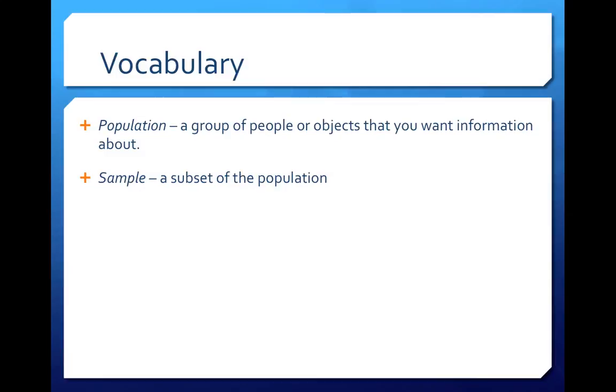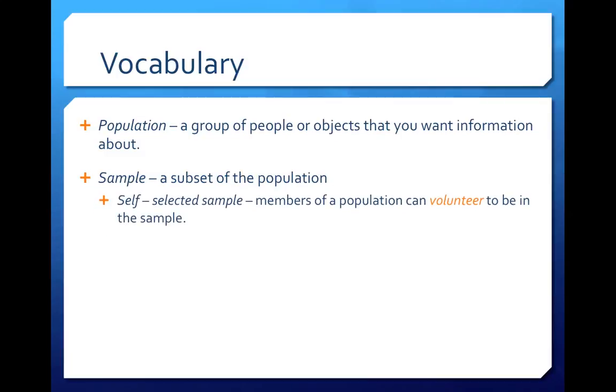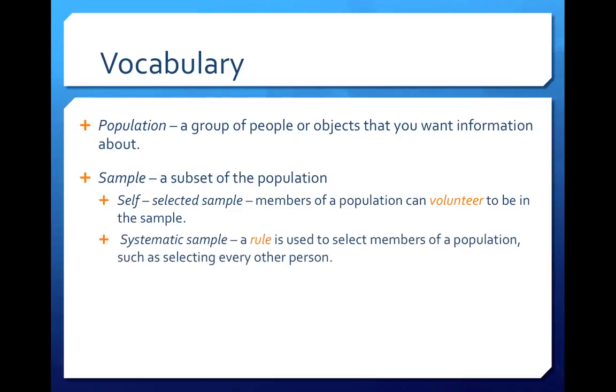Now there are 4 different types of samples that you can generally use. One is called a self-selected sample. In this sample, members of a population can volunteer to be in the sample. You also have something called a systematic sample. In this case, a rule is used to select members of a population. So for example, if you were to pick every other one from a list of people's names, that would be a systematic sample.